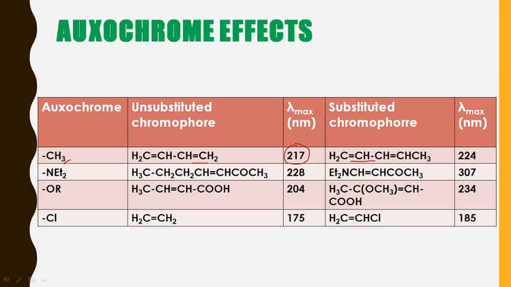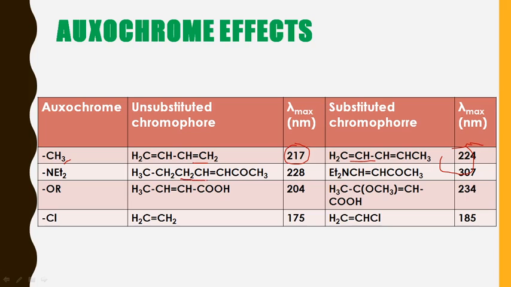The unsubstituted chromophore gets converted to a substituted chromophore by the interaction of a particular auxochrome. Once the substitution takes place, if you investigate the compound under UV visible spectroscopy, you find the lambda max at 224 nanometers. That means from 217 to 224, there is an increase in the lambda max. That is due to the influence of the auxochrome, you experience an increase in the shift of lambda max. Now I am taking one more example.